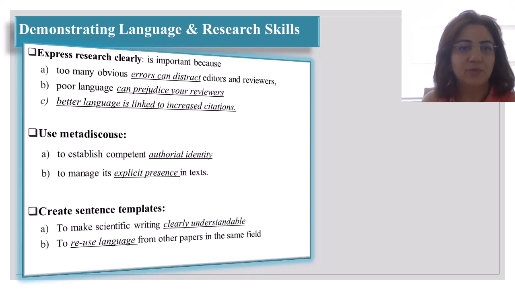This is important because errors can distract. If there are too many obvious errors of spelling, grammar, punctuation, syntax, and usage, editors and reviewers might begin to notice them at the expense of meaning. More practically, poor language can prejudice your reviewers.